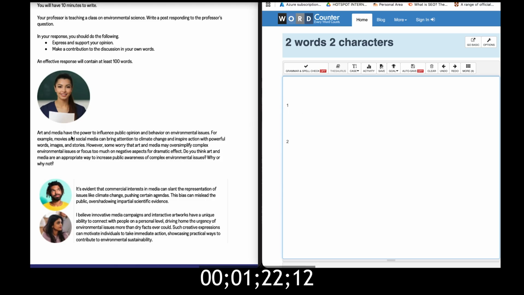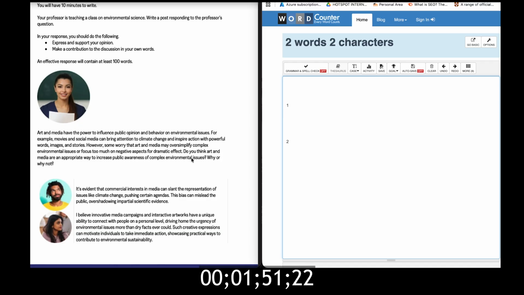I quickly read the point. Art and media have the power to influence public opinions and behavior on environmental issues. For example, movies and social media can bring attention to climate change and inspire action with powerful words, images, and stories. However, so there's another side. Some worry that art and media may oversimplify complex issues or focus too much on negative aspects for dramatic effect. So there are two sides.